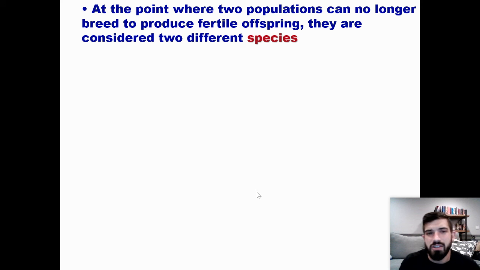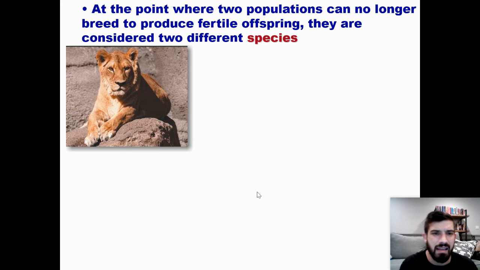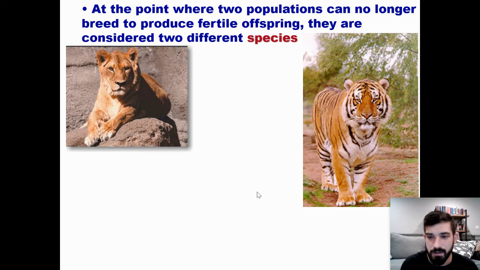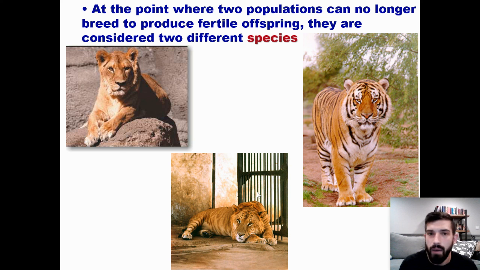At the point where two populations can no longer breed to produce fertile offspring, they are considered two different species. Take this lion and this tiger, for example. Now, a lion and a tiger, they can have a baby, and it's called a liger, and it's real. However, this liger cannot have its own babies. It cannot have children. That would tell scientists, us, that this lion and this tiger are two different species, because even though they can have a child, that child cannot have children of its own.